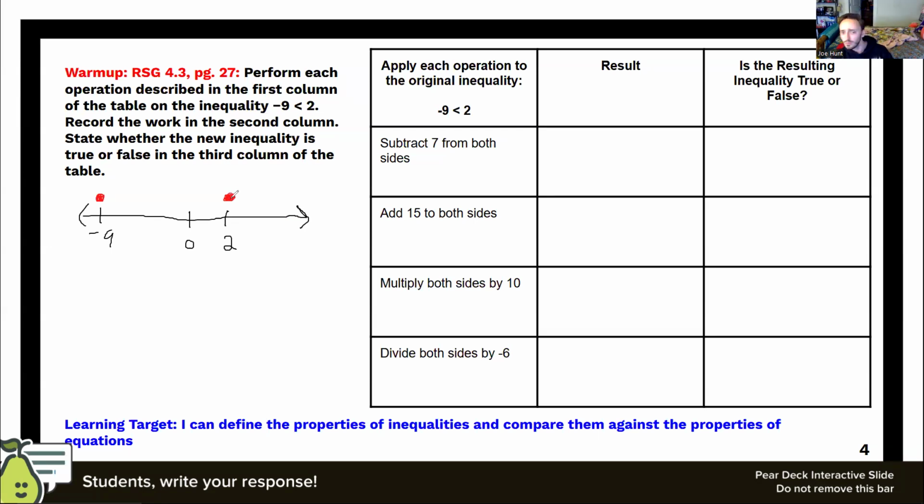What I want you to do is take a look at these four selected operations on the original -9 less than 2. What happens if you subtract 7 from both sides, or add 15 to both sides, or multiply both sides by 10, or divide both sides by -6? Do you still have something that's true, or is it false? So take about 2 or 3 minutes and do these real quick. Try and see what you get as far as the truth value of the initial setup.